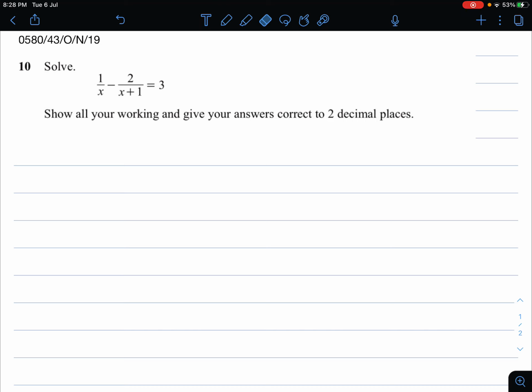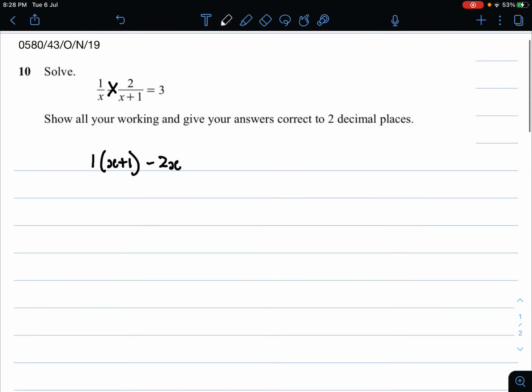So, first let's take the LCM, and how we can do that is we can cross multiply. So 1 multiplied by x plus 1 and minus 2 multiplied by x, which will give us minus 2x. And the denominator we just multiply with each other, so x multiplied by x plus 1 equals to 3.